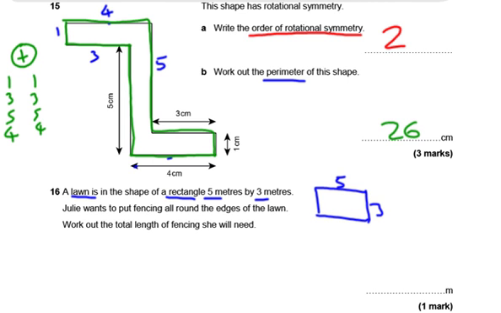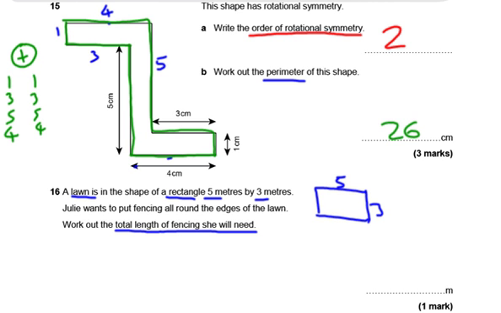Julie wants to put fencing all the way around the edges of the lawn. Work out the total length of fencing she will need. So she wants to put fencing all the way around the outside. Now that sounds like perimeter to me, all the way around the outside. Work out the total length of fencing she will need, which basically means work out the total perimeter.